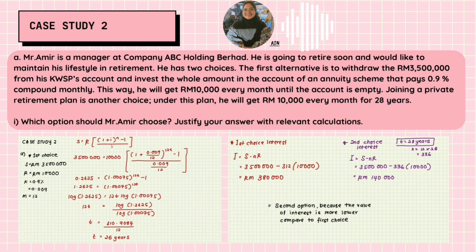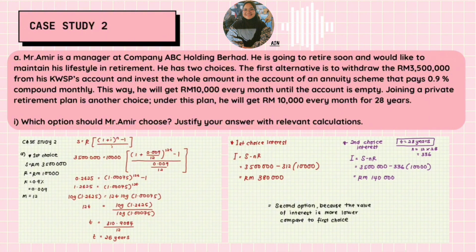So for case study 2, question A: Mr. Ahmed is a manager at company ABC Holding Berhad. He is going to retire soon and would like to maintain his lifestyle in retirement. He has two choices. The first alternative is to withdraw the 3,500,000 ringgit from his KWSP account and invest the whole amount in an annuity account that pays 1.9% compound only. This way, he will get 10,000 ringgit every month until the account is empty.